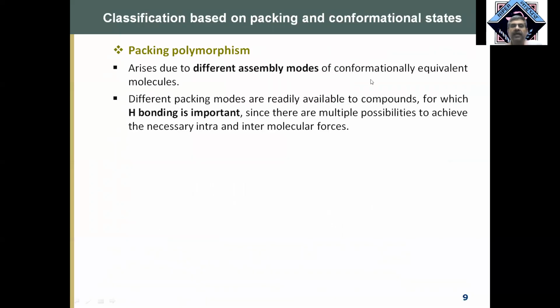Let us first look at the packing and conformational polymorphism. Packing polymorphism arises due to different assembly modes of conformationally equivalent molecules. This means that the molecules are having the same conformation in the three-dimensional space, but they have been packed and assembled in different modes. Different packing modes are readily available to compounds for which hydrogen bonding is important, since there are multiple possibilities to achieve the necessary intra and intermolecular forces.